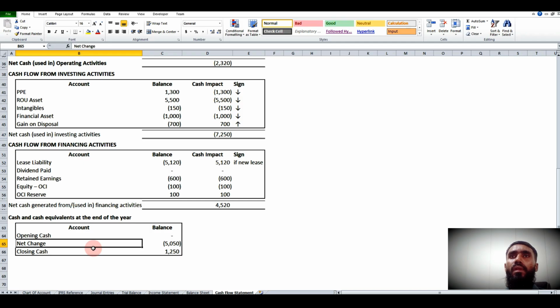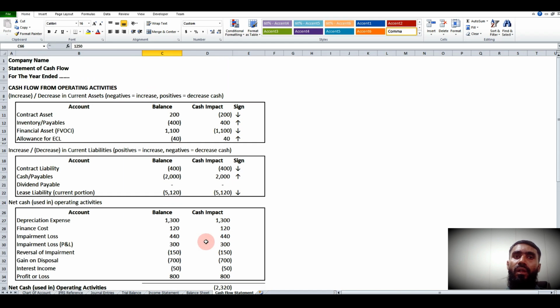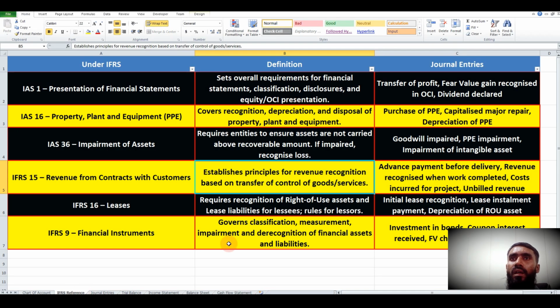And all the accounts in it. Now the closing cash I have is 12,050. I didn't have a previous year, so I didn't have opening cash. Now this closing cash is for the next year's opening cash. Here you may understand a little bit how to prepare the financial statements under IFRS.